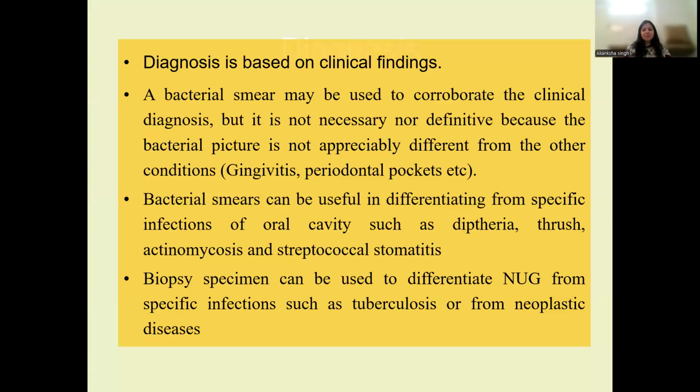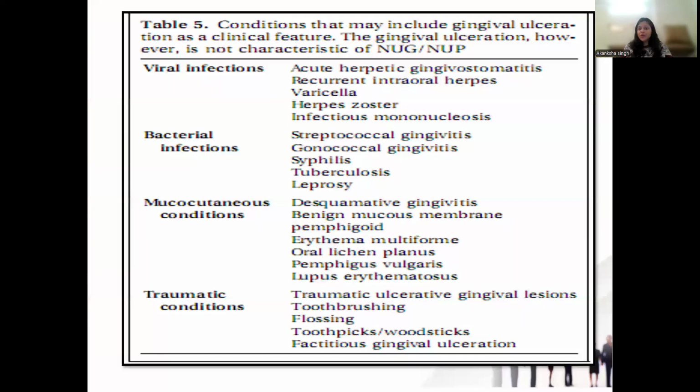So diagnosis is basically, first we told you the clinical signs and symptoms. So clinical sign and symptoms based diagnosis is there. And another is bacterial smear, because we can collect and culture and form a smear to differentiate between other infections of the oral cavity, such as diphtheria, thrush, actinomycosis, and streptococcal stomatitis. We can use that specimen for biopsy, that gingival tissue or that necrotizing tissue, to confirm.